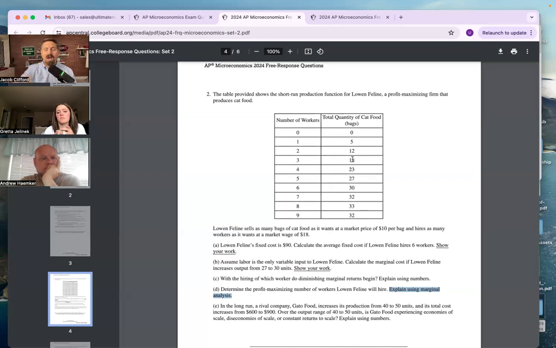The next worker is generating more revenue than the cost. What they're trying to say is, okay, why wouldn't you hire the 7th? Because the marginal revenue product is less than the marginal resource cost. And so that's what they said for that point.